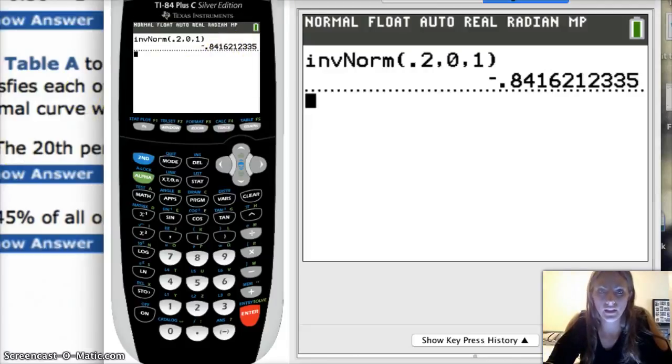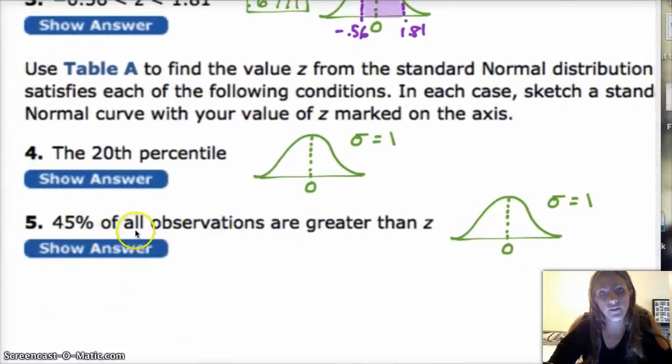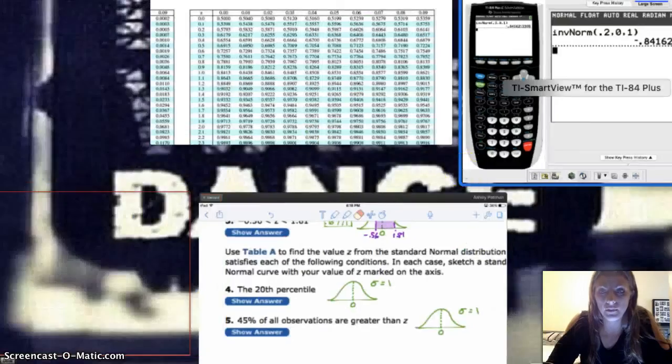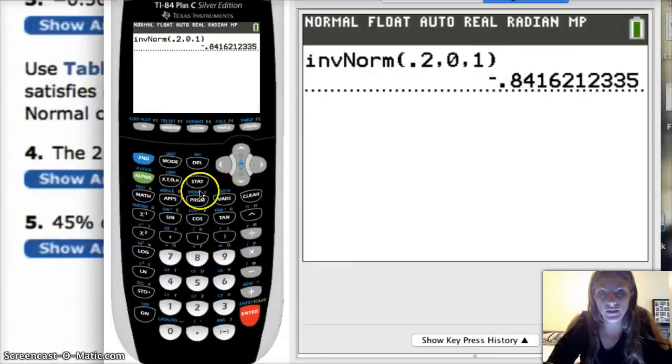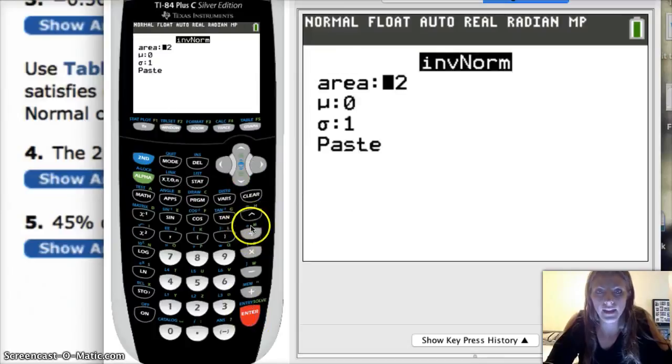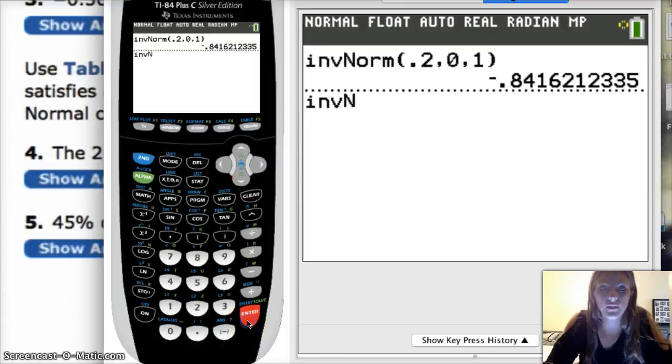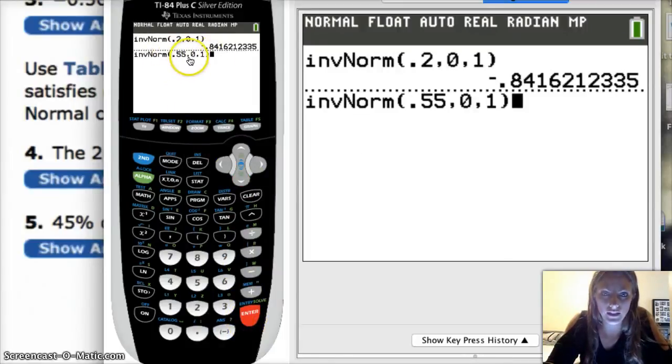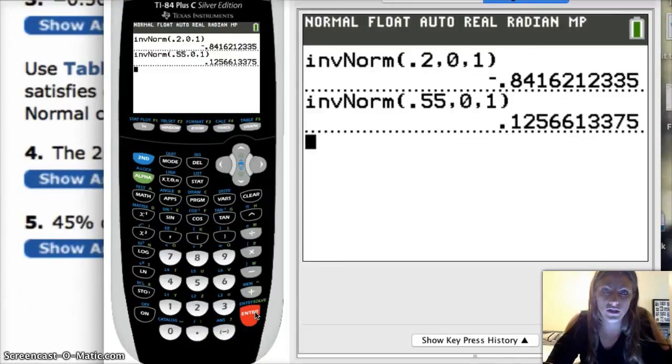And then for number 5, 45% of all observations are greater than Z. For that one you're going to have to plug in the area that's less than Z, which is 0.55 for 55%. So you type in the same stuff, second vars, inverse norm, and I want my area to be 0.55, and then I paste it. Again, if you have an 83, this is what the input's going to look like. You need that comma in there, otherwise you will have errors. And then your value is 0.1257.